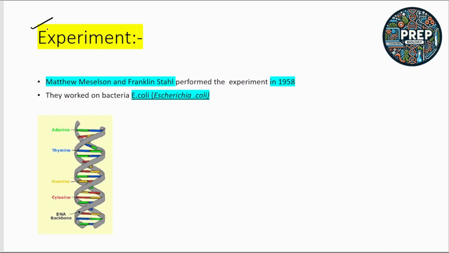So what did they do? Matthew Meselson and Franklin Stahl performed the experiment in 1958. They worked on the bacteria E. coli, that is Escherichia coli.